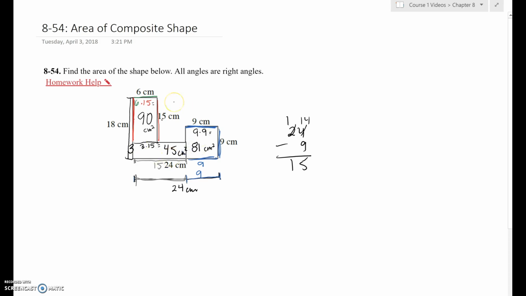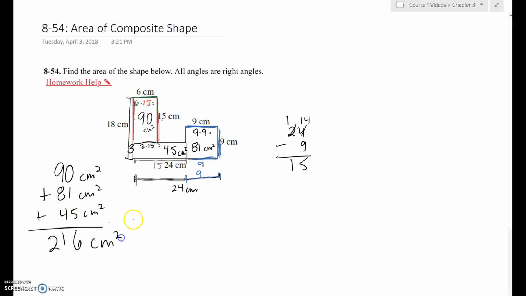To find the total area, you would take the 90 square centimeters plus the 81 square centimeters plus the 45 square centimeters. If you did this differently, your rectangles would be different sizes, but they would all add up to 216 square centimeters of area.